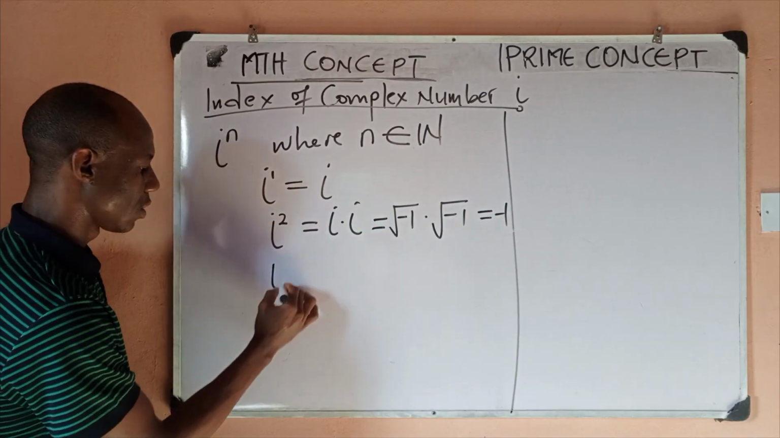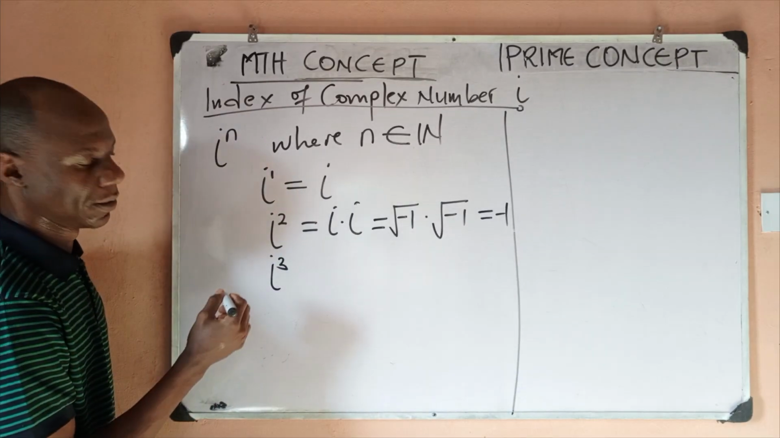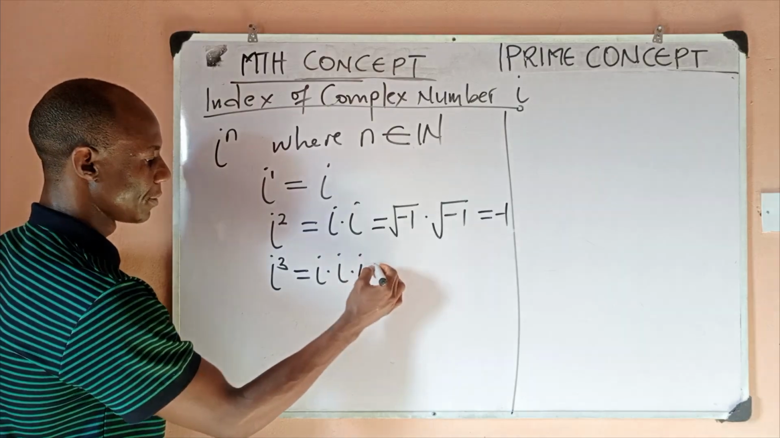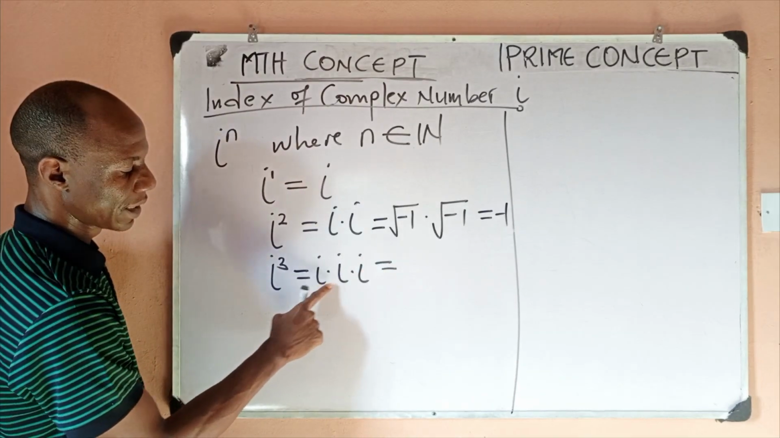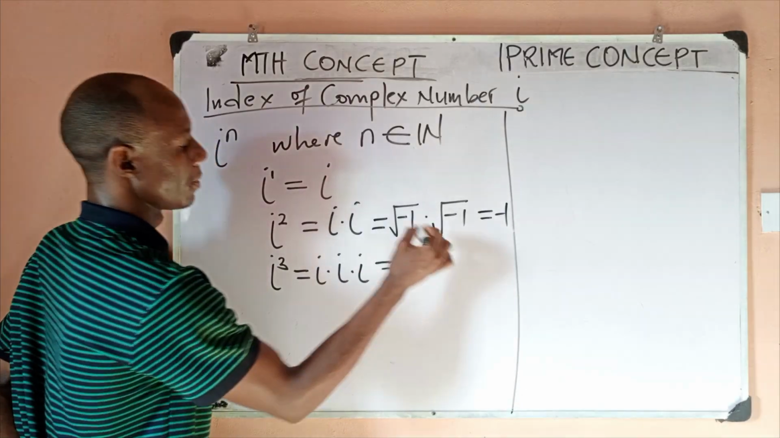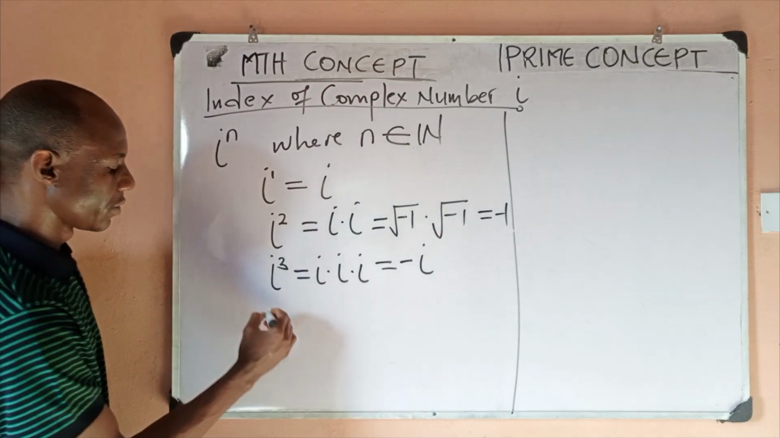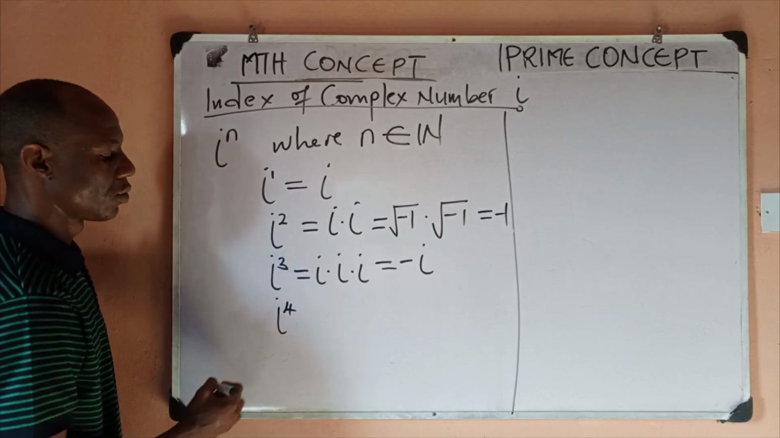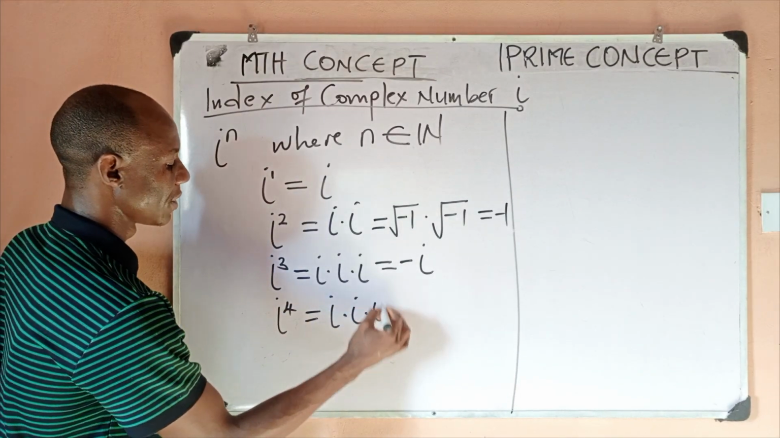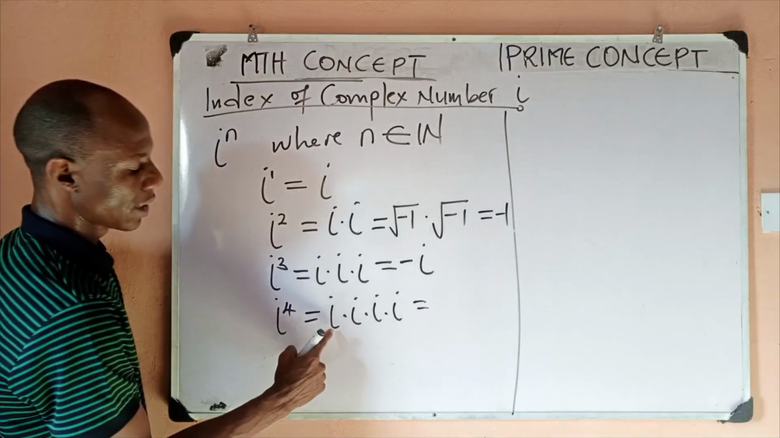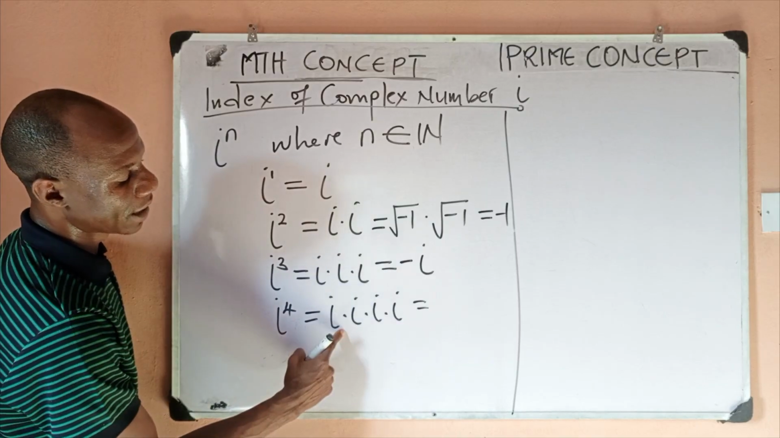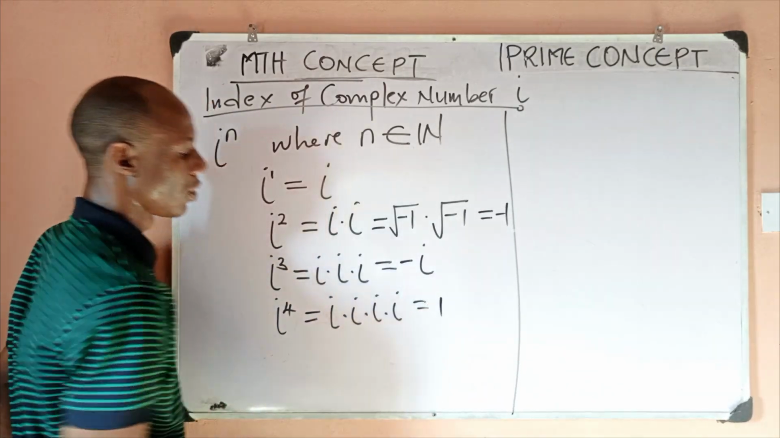Also, I want us to know what i to power 3 would be. I to power 3 simply means i times i times i. Remember, i times i is already minus 1. Minus 1 times i is minus i. So you need to know this. Finally, you need to know what i to power 4 would be. I to power 4 is i times i times i times i. Now, i times i is minus 1, and i times i is minus 1. So minus 1 times minus 1 becomes plus 1.